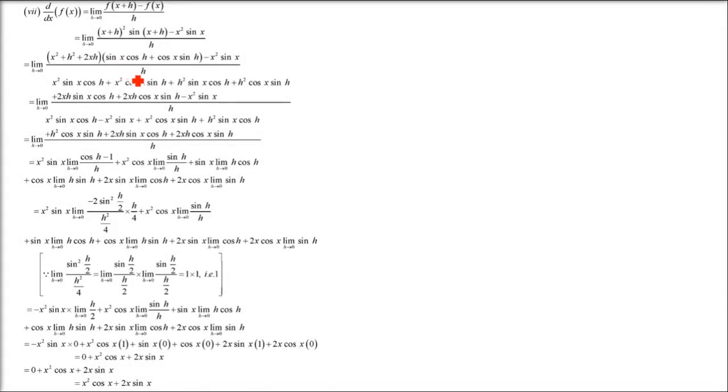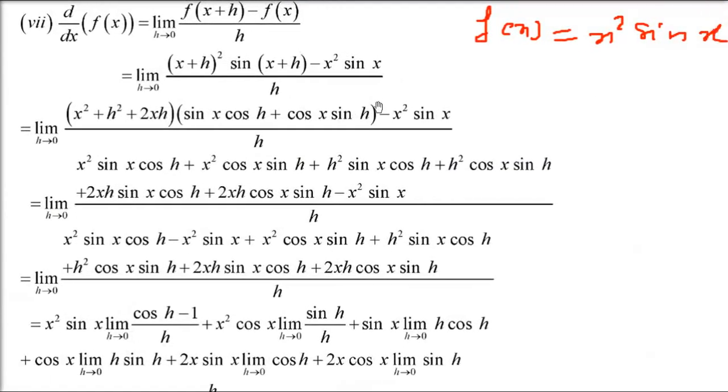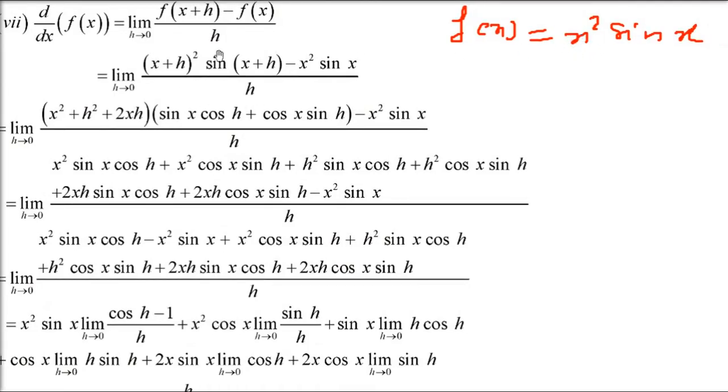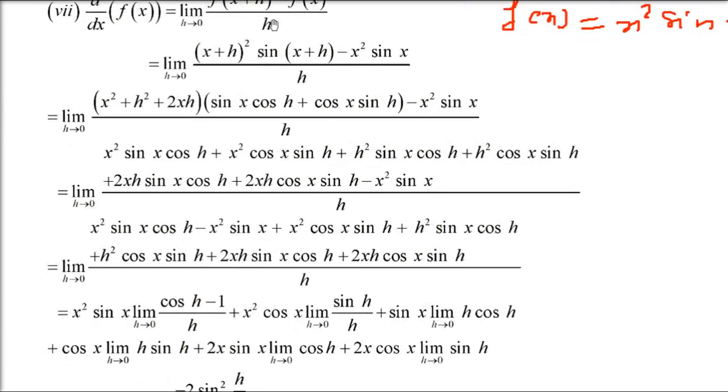Now the seventh one. This is x square sin x. So this also needs some time, so I'll show it to you here only. x square sin x. So x plus h, f of x plus h, wherever x is there, x plus h, please apply. And this is x square sin x will be there. Now just open this, x plus h whole square. So a plus b whole square, a square plus b square plus 2ab. And then we have sin of x plus h.